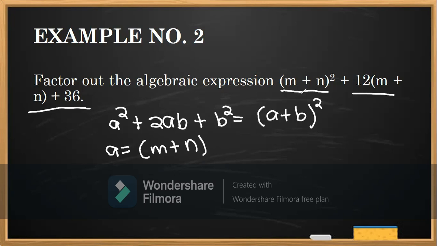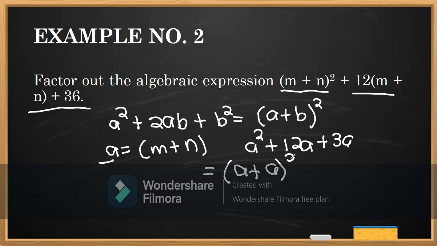So we will replace this m plus n, or n plus n, by a. We're going to do the variable substitution. So this will become a squared plus 12a plus 36. Okay. So what must be the factors of a squared plus 12a plus 36? Since it's a perfect square trinomial, this is a plus 6 squared.